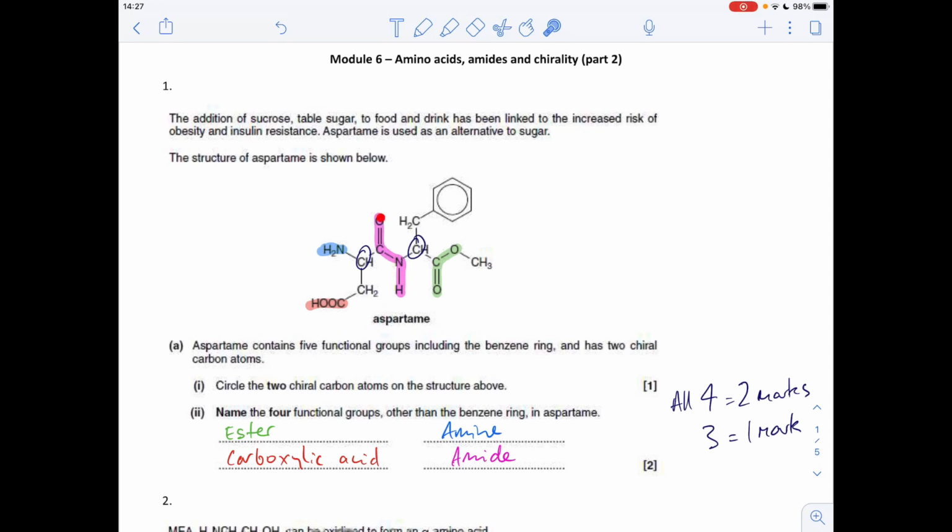And what we've got here, a common mistake I would see would be ketone. Because you've got an N directly bonded to that C double bond O, it's actually an amide. And this is actually a secondary amide because the nitrogen's got two carbons bonded to it. But again, the secondary wasn't essential. So ester, carboxylic acid, amine and amide. To get the 2 marks, you need to get all 4 right. If you got 3 right, you only got 1 mark, I'm afraid.